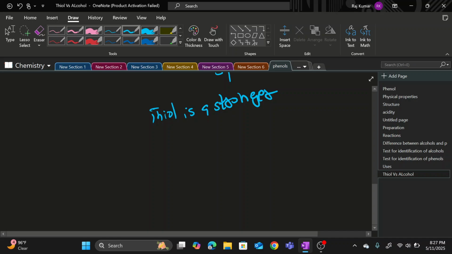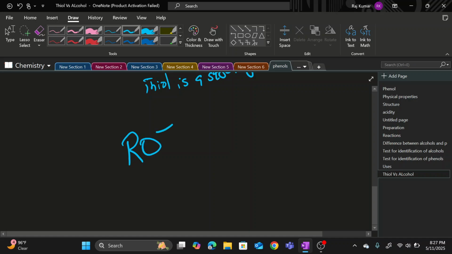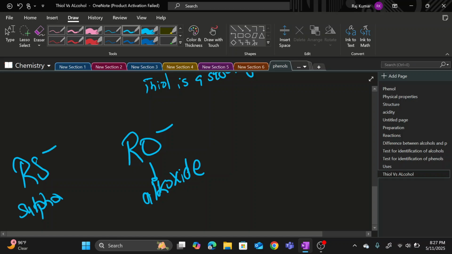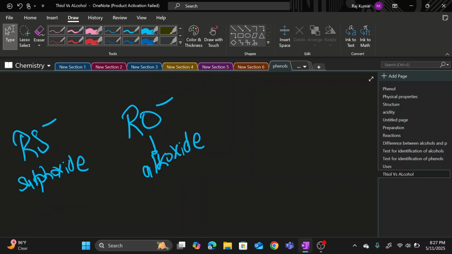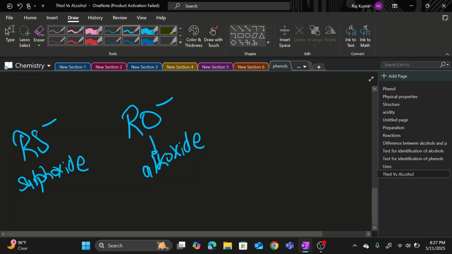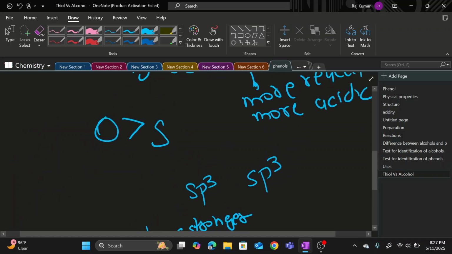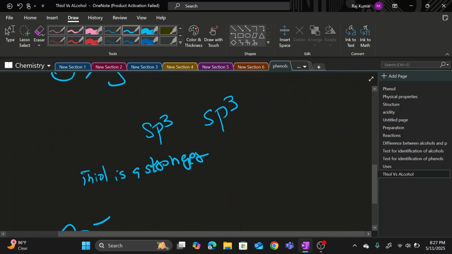Just the way alcohol forms alkoxide ions, the thiolate ions which are formed by removing a proton, by deprotonation of thiol, would be more stable than alkoxide ions, due to which thiol is a stronger nucleophile.